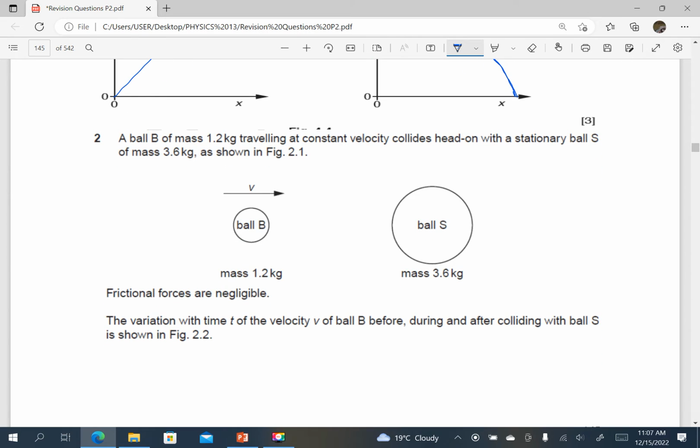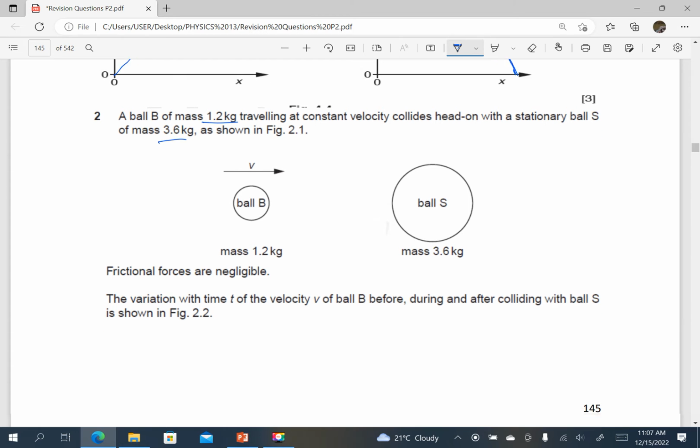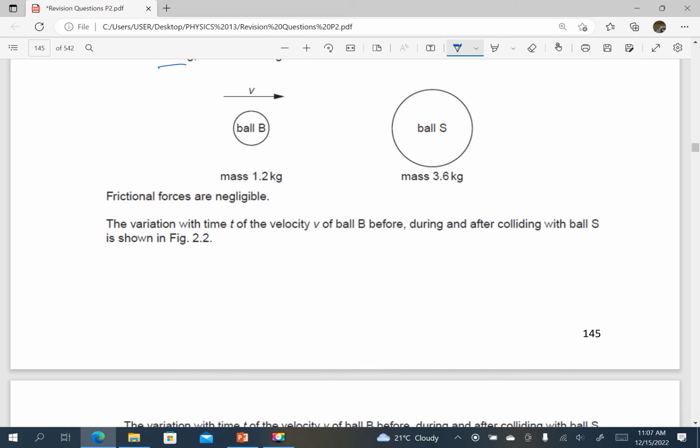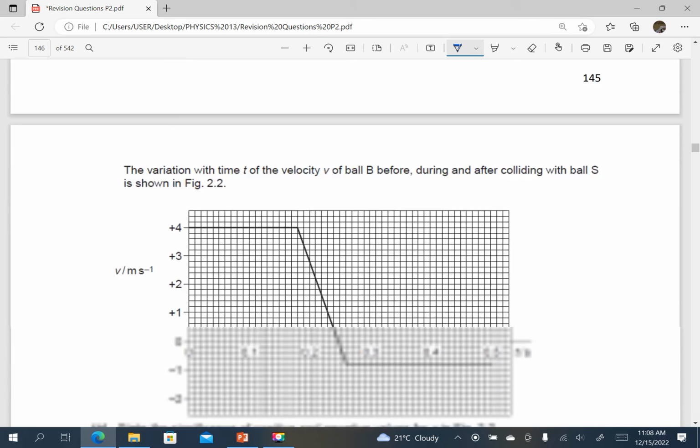A ball B of mass 1.2 kilograms traveling at constant velocity collides head-on with a stationary ball S of mass 3.6 kilograms as shown here. Frictional forces are negligible. The variation with the time t of the velocity of the ball before, during, and after colliding with the ball S is shown here. So here they have shown us the variation of velocity with time.